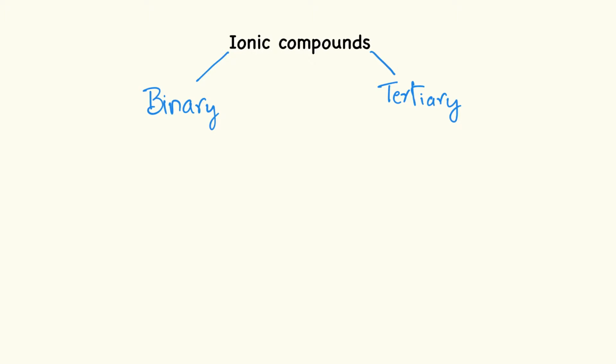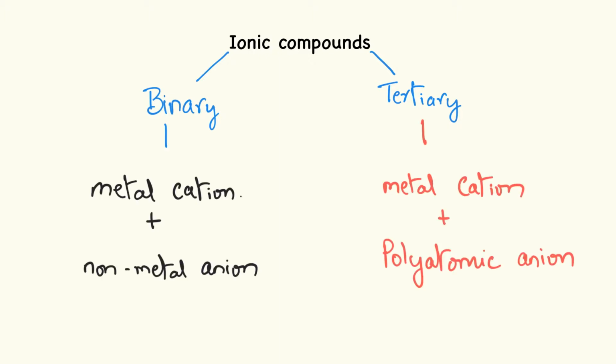All ionic compounds can be grouped in two main types, binary and tertiary. As the name suggests, binary means only two elements make up the compound, a metal and a nonmetal. However, in a tertiary compound, there is a metal atom, which is the cation, bonded to a group of atoms that together make up the anion.